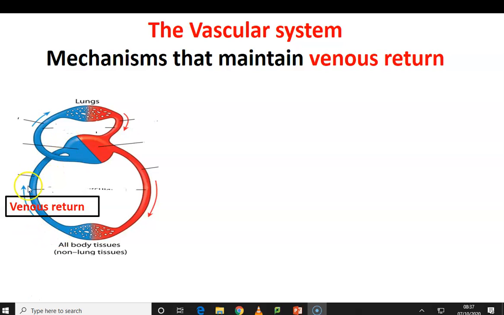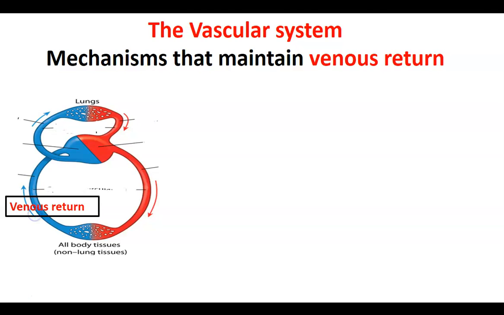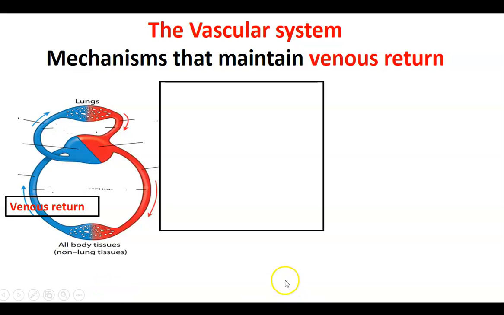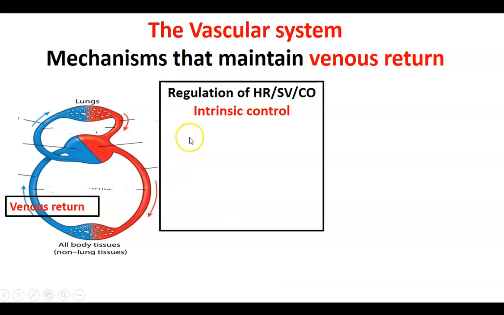Now, if you have a look at what we've done in previous lessons, where have we heard this term venous return so far? It's not in the specification, but in order to describe certain areas in the specification, we need to be able to talk about it. The first thing that links to venous return is how we regulate heart rate, stroke volume, and cardiac output.